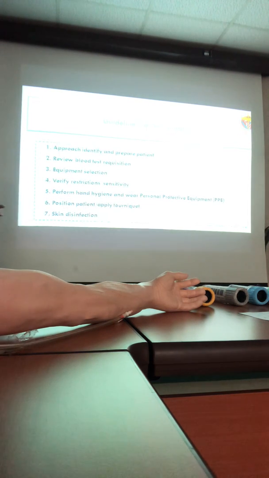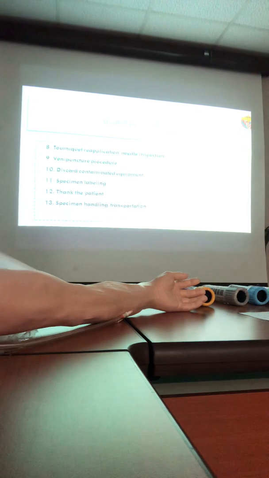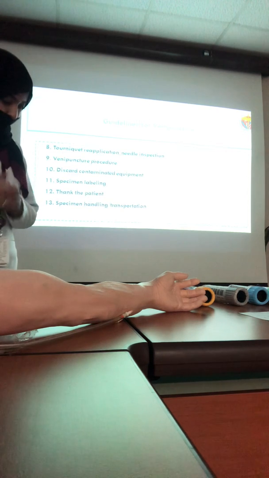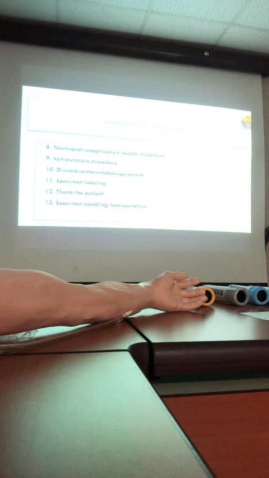Here are the guidelines of venipuncture. The first step is to approach, identify, and prepare the patient. Review the blood test requisition, equipment selection, verify restrictions and sensitivity, perform hand hygiene and wear personal protective equipment, position the patient and apply the tourniquet, skin disinfection, tourniquet reapplication and needle inspection, venipuncture procedure, discard contaminated equipment, specimen labeling, thank the patient, and finally specimen handling and transportation. We're going to talk about them in detail.